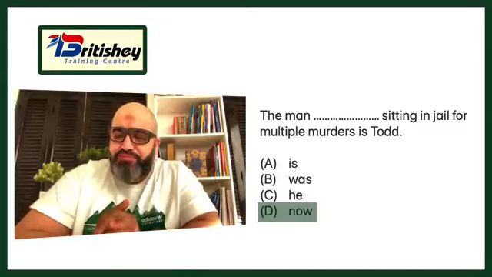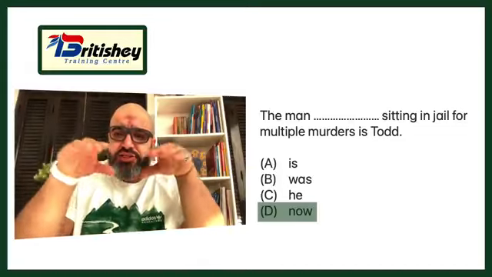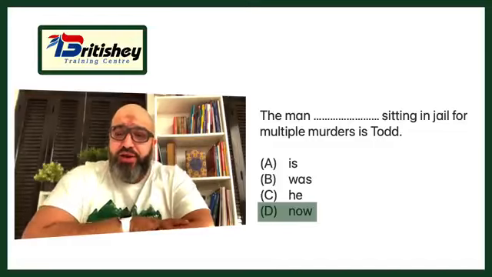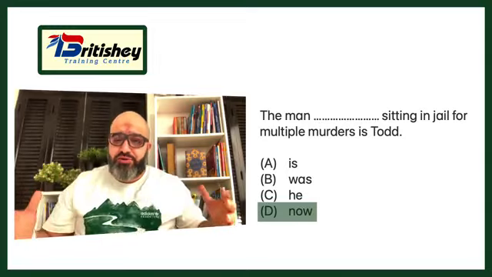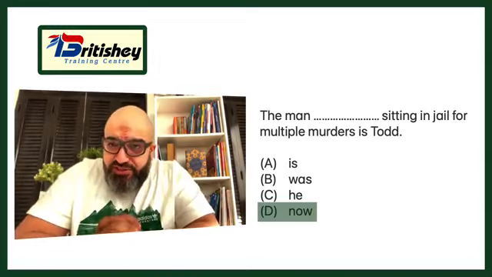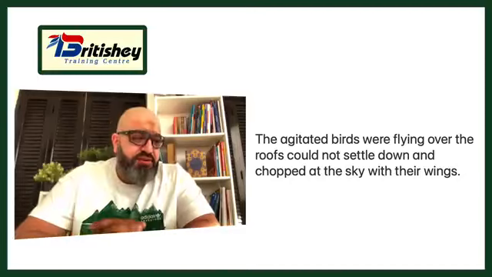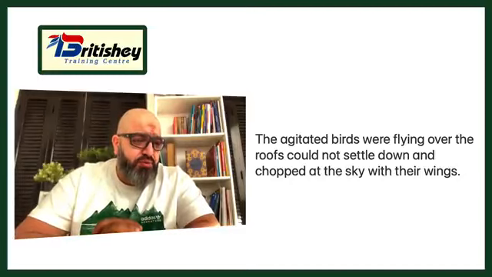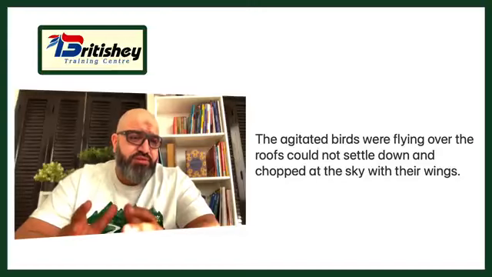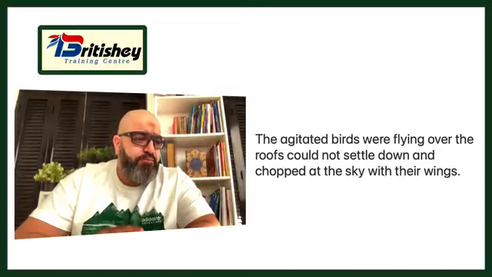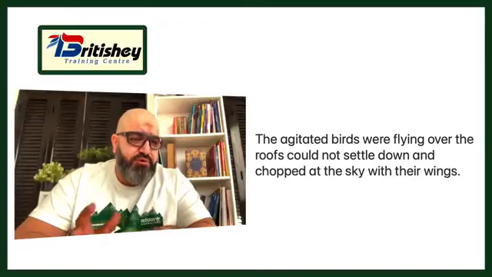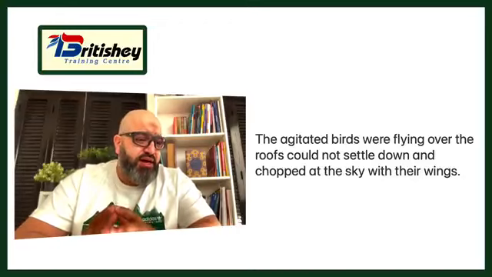Good, lovely. Now, let's check some sentences and see whether we're able to identify whether they're right or wrong, accurate or not accurate. Let's see. Right, I've got this sentence here. The agitated birds were flying over the roofs, could not settle down and chopped at the sky with their wings. One more time. Let's read it again. The agitated birds were flying over the roofs, could not settle down and chopped at the sky with their wings.